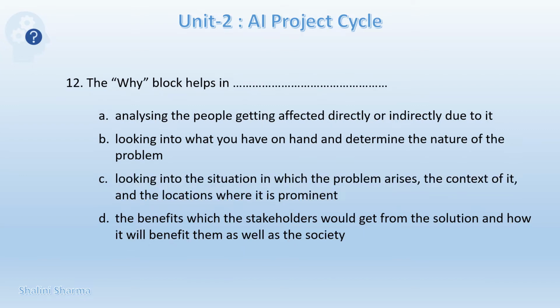Question 12. The why block helps in A. Analyzing the people getting affected directly or indirectly due to it. Looking into what you have on hand and determine the nature of the problem. Looking into the situation in which the problem arises, the context of it and the locations where it is prominent. And the benefits which the stakeholders would get from the solution and how it will benefit them as well as the society. So students, what's the option A, B, C or D?